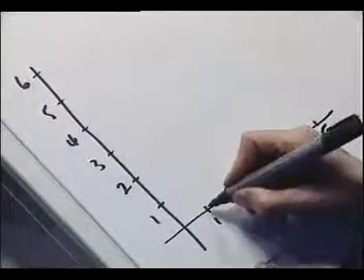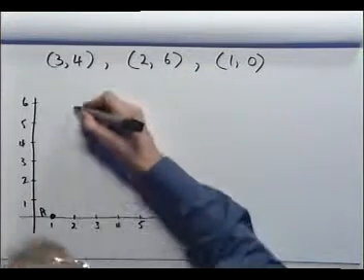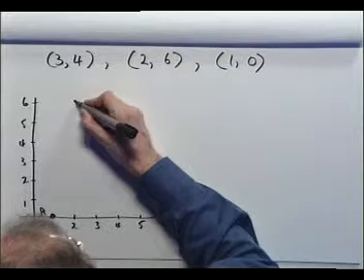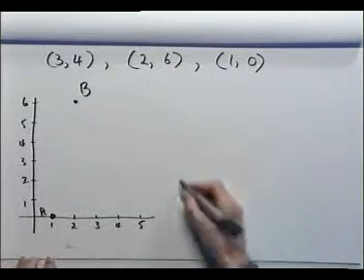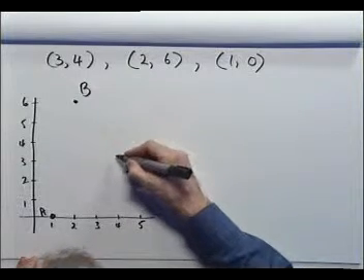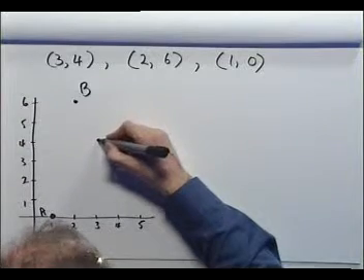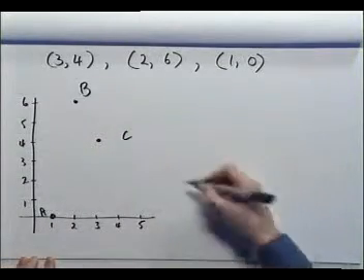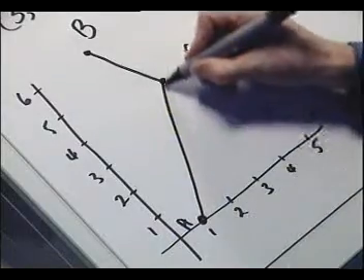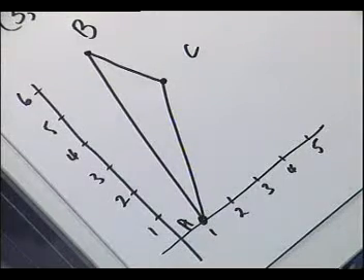The point 1, 0 will be here. We'll call that the point A. The point B will be the point 2, 6. That will be roughly there. And the point C will be the point 3, 4. And so that will be 3 and 4. That will be roughly there. Let's join up these points to give us a triangle.